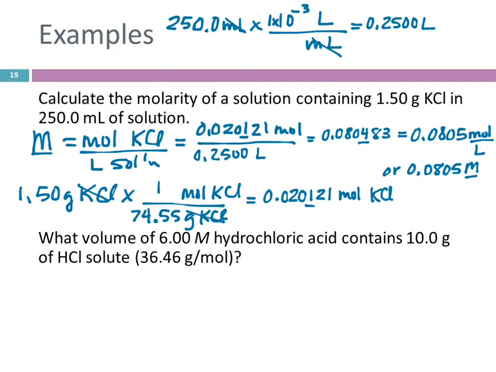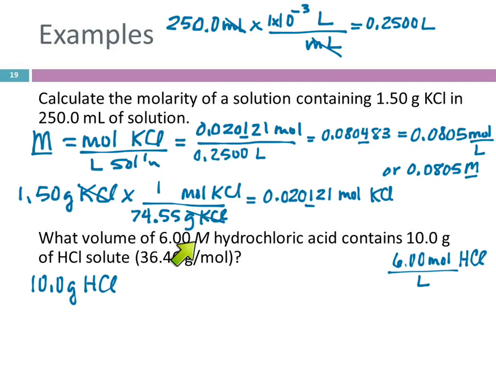What volume of 6 molar hydrochloric acid contains 10 grams of HCl solute? 6.00 molar. That's moles per liter. Write it down. 6.00 moles per liter. And then I have 10 grams of HCl. This is moles of HCl per liter because it's the hydrochloric acid solution. So I've got 10.0 grams of HCl.